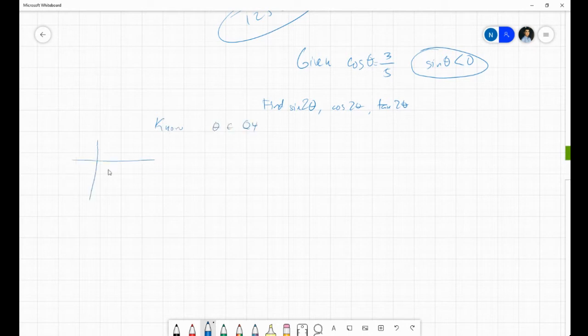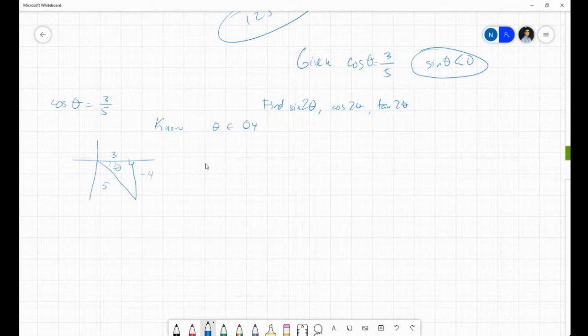So we're going to draw our triangle to help us determine what is the third side. So cosine here is 3/5. Okay, that's adjacent over hypotenuse. Okay. So now we can find out what is this side over here. So the y value. So that is going to be -4 because it's a 3, 4, 5 triangle. Okay. All right.